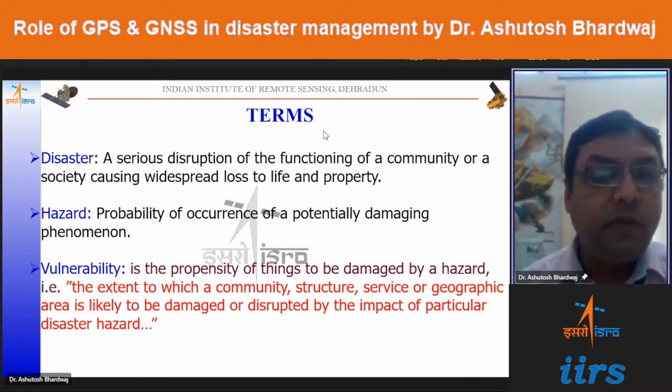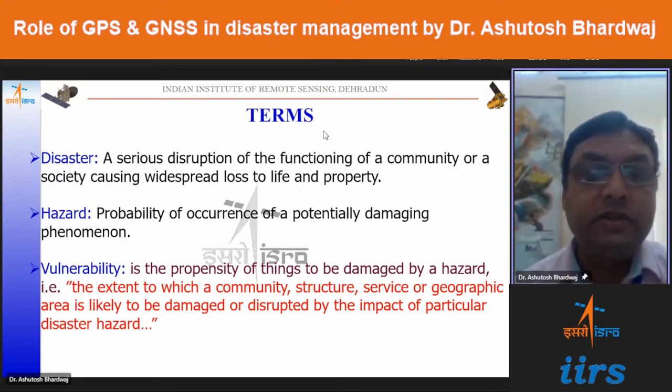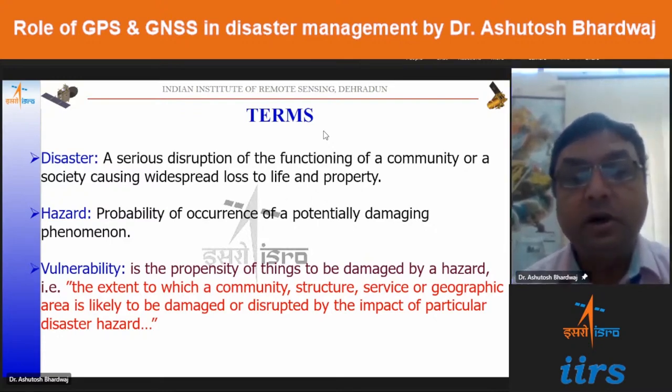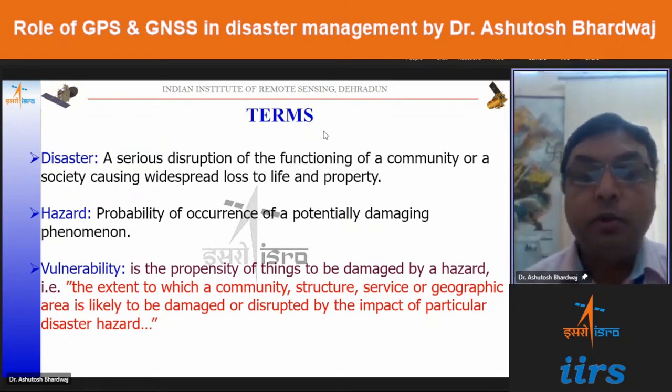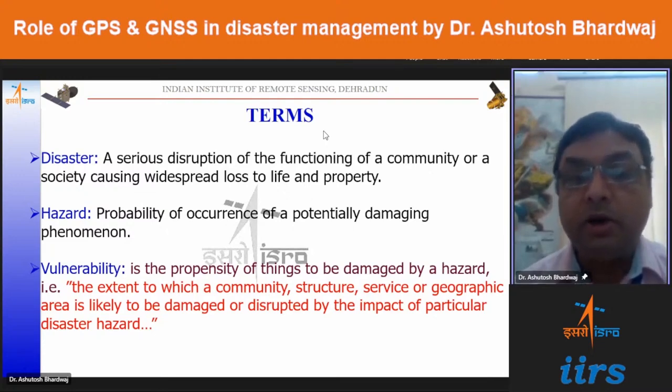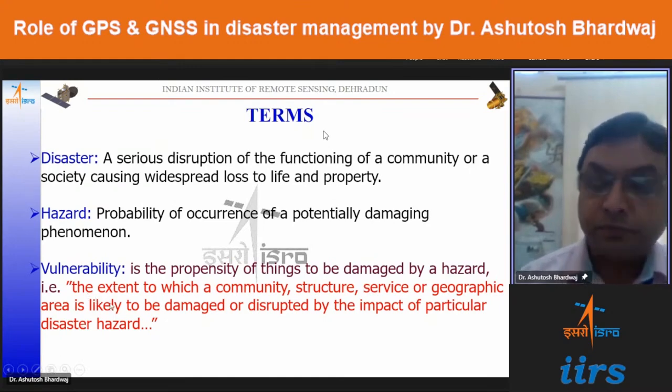And then the third term is vulnerability, which refers to the tendency of things to be damaged by a hazard. So the propensity here refers to the tendency, with what speed or how much damage can happen to a community or a structure or a service or a geographic area because of a particular disaster.